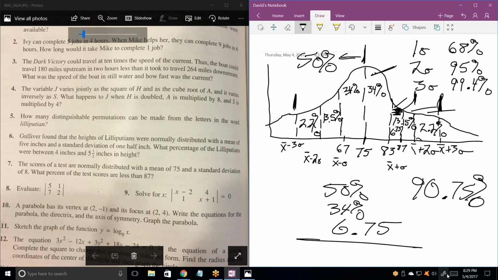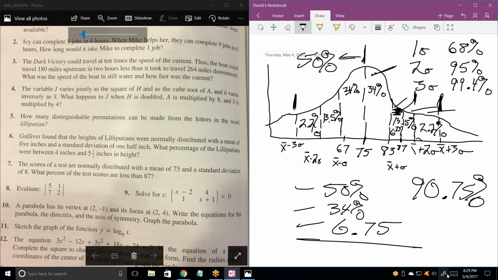Add those three numbers, 50%, 34%, and 6.75%, and you got your answer, 90.75%. And all of these problems are just like this. You have to match up the horizontal scale with the information they've given you.